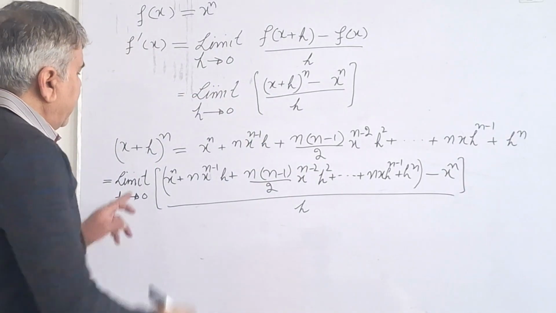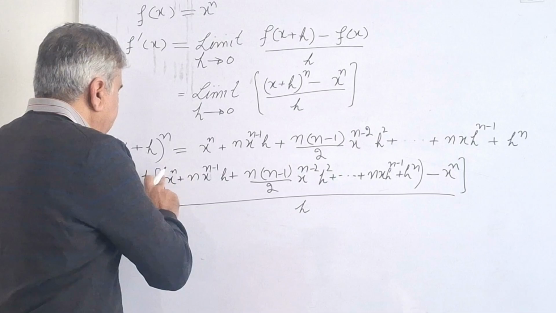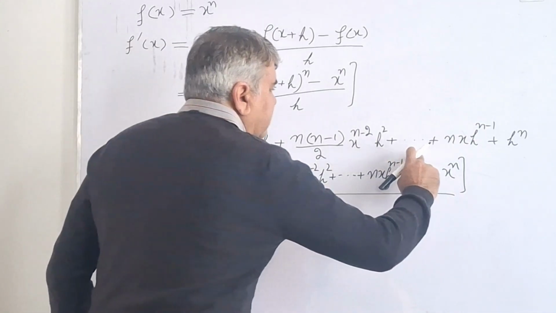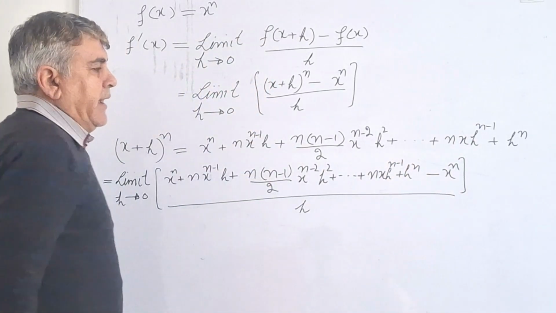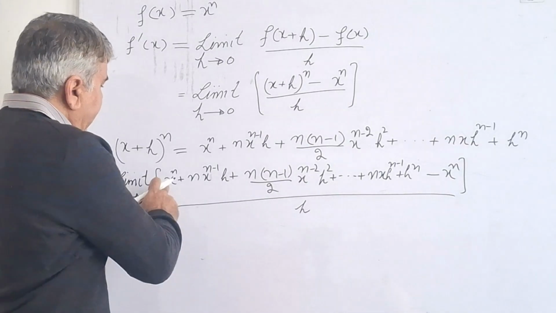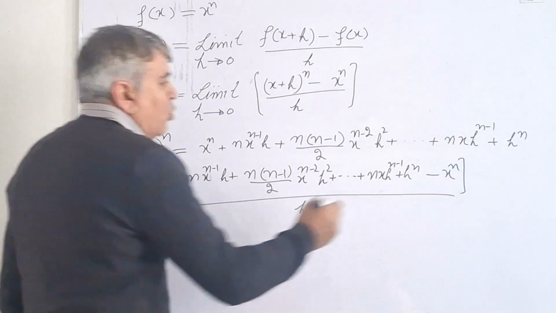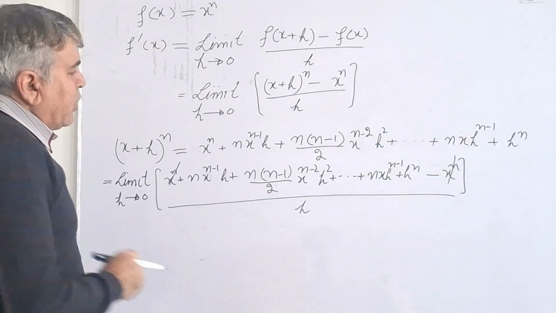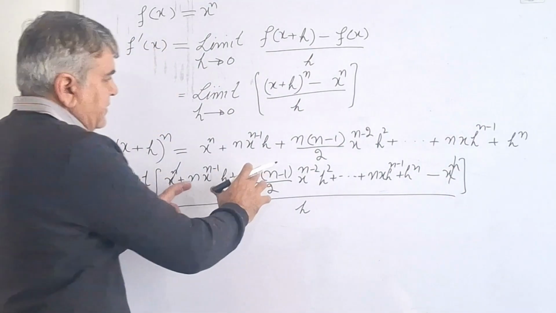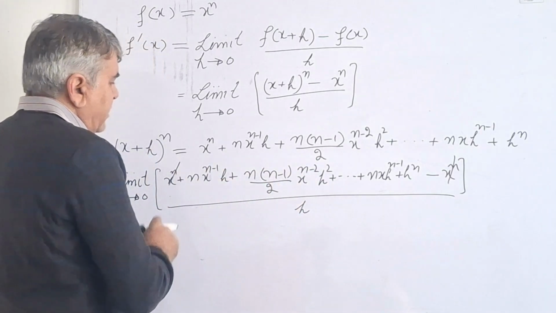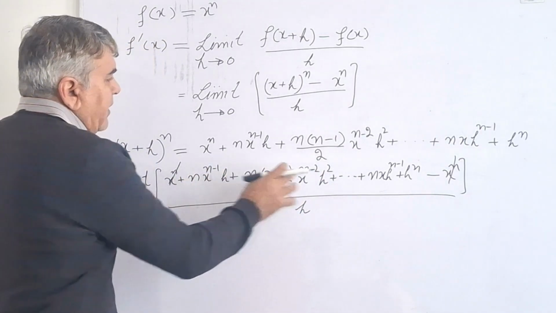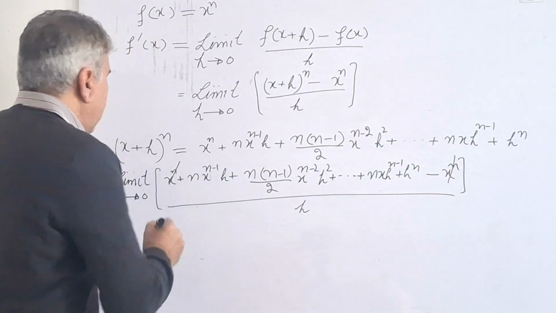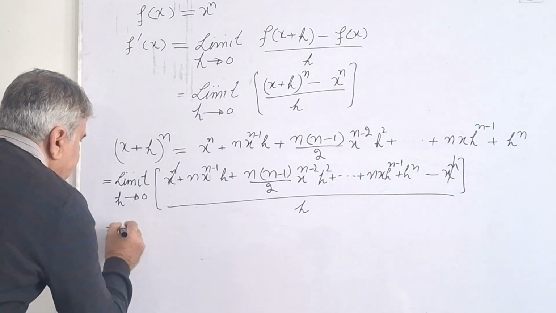Now if I remove the brackets, I can write it like this in the next step, and then you see I can cancel this first term with this last term. And I want to break this whole term into two separate terms, one for this one and the other for that.